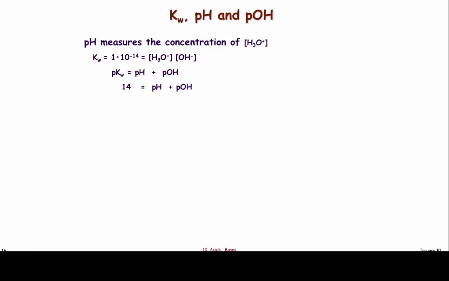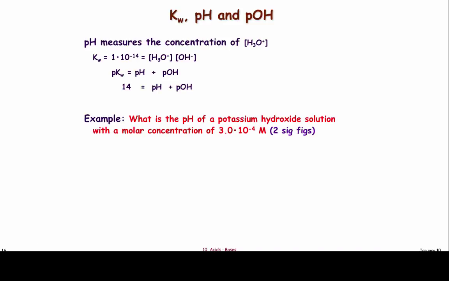In fact, this is the relationship. If you take the negative log of 1 times 10 to the minus 14, you get 14. And the pH plus the pOH equals 14. And that comes from the math, because hydronium times hydroxide is 1 times 10 to the minus 14.